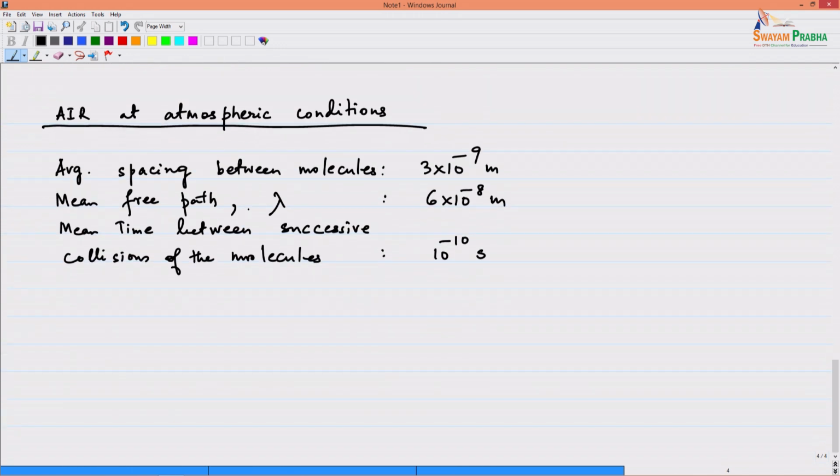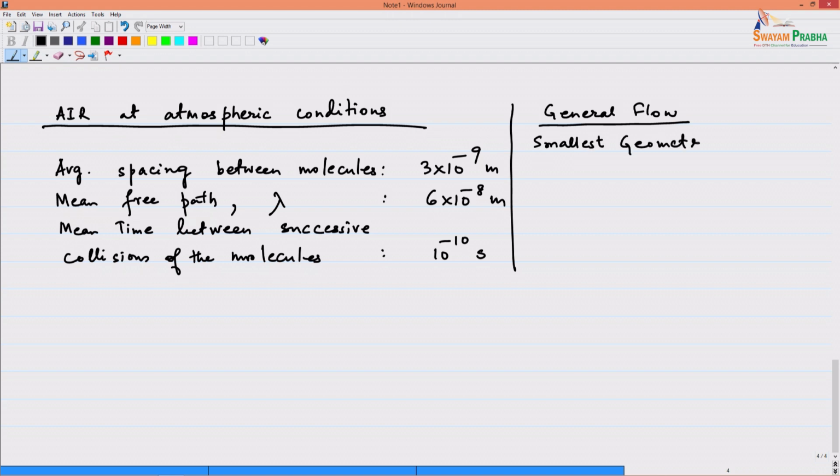So, these are the properties of air. Let's just write here, this is for a general flow: the smallest geometric length scale should be greater than 10 to the power minus 4 meters.